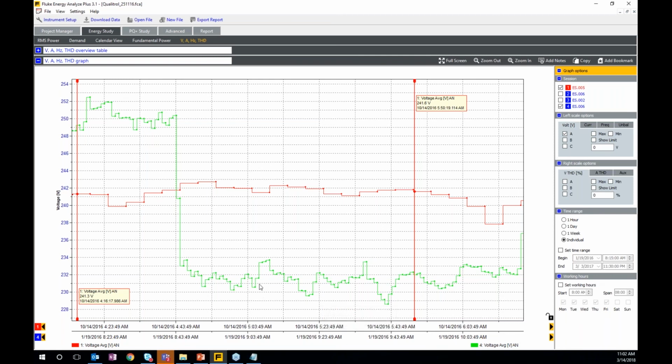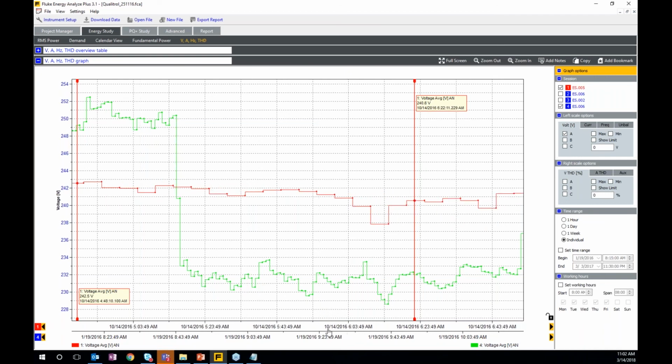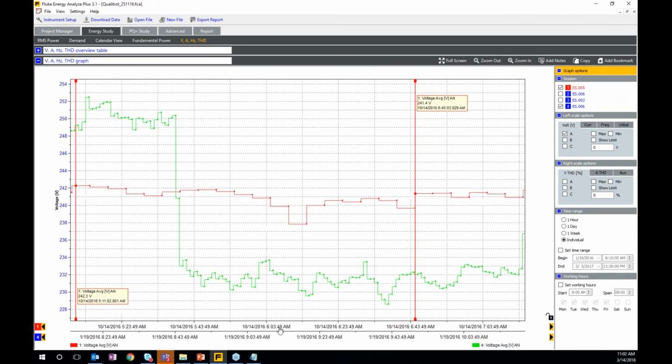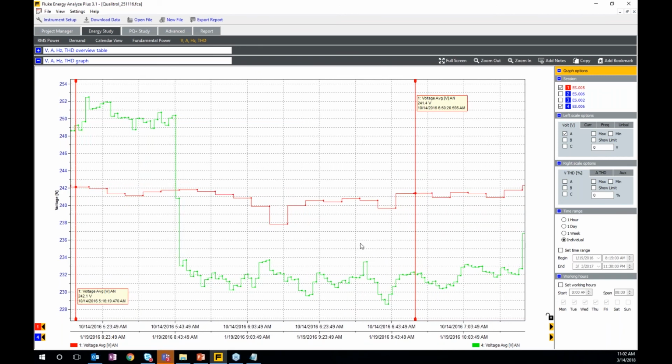Now, if you wanted to compare to 6 a.m., you can slide it over like this, and you can compare your 2 data sets. Pretty powerful tool. Or you can lock it with this locking tool and slide them both at the same time.